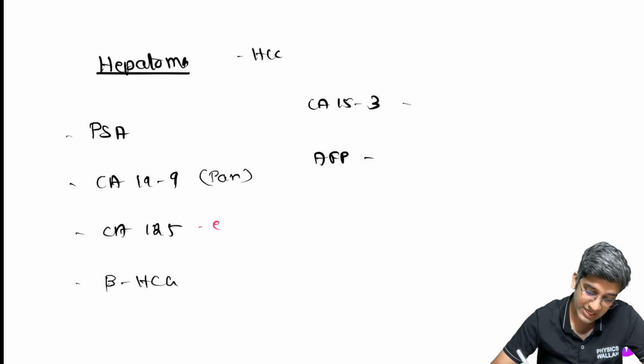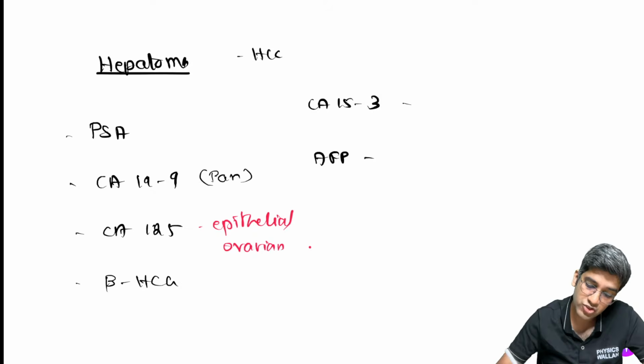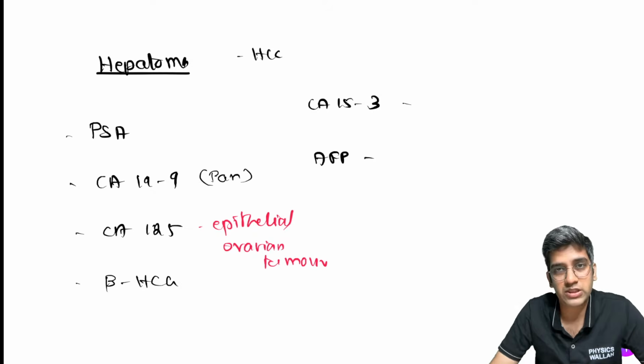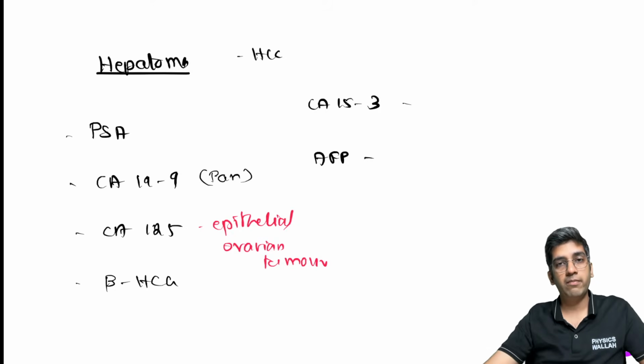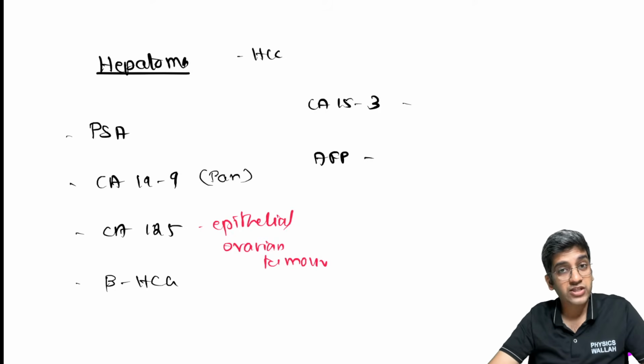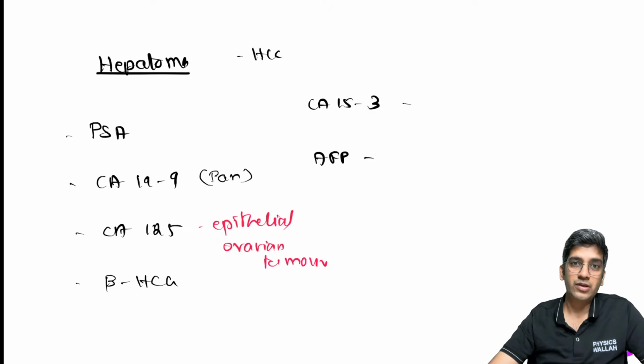CA 125 is seen in, very, very important, epithelial ovarian tumors. That is very, very important. Please remember, it's not seen in every ovarian tumor. It's seen only in epithelial ovarian tumors. For example, mucinous adenocarcinoma, serous adenocarcinoma, it's elevated. Dysgerminoma, not elevated. Teratoma, not elevated. It's seen only in epithelial ovarian tumors, not in every ovarian tumor, right?